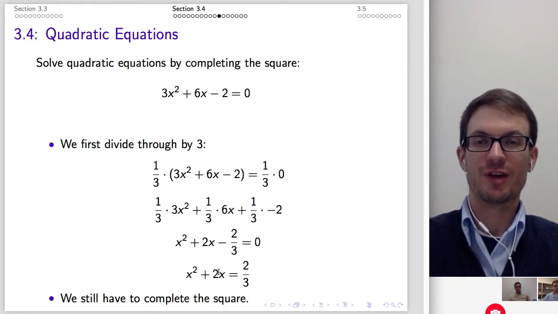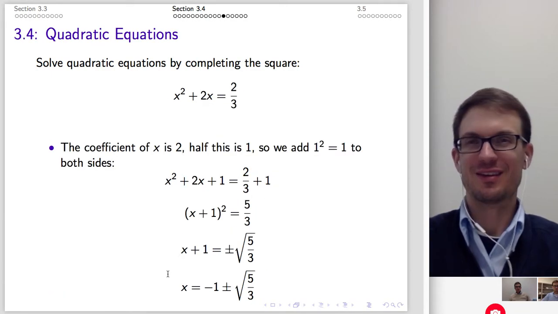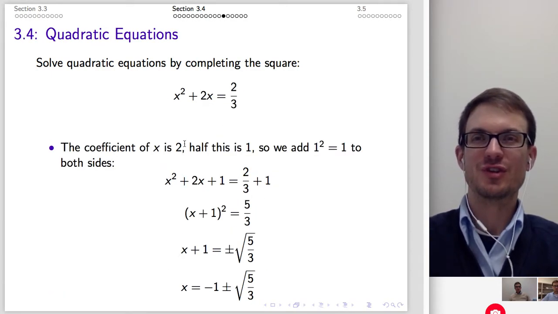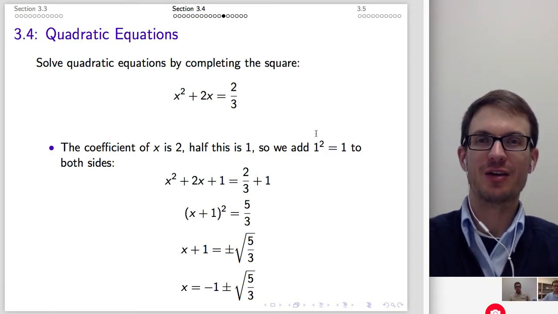So think about how that's got to work. Look on the left-hand side. I need to build a square out of this. Do you know what it's going to be? Well, here it is. The coefficient is 2. Half of this is 1. So we add 1 squared equals 1 to both sides.